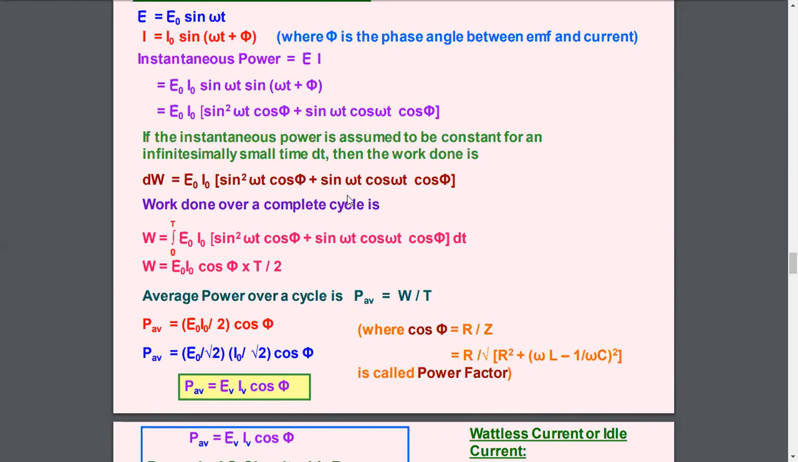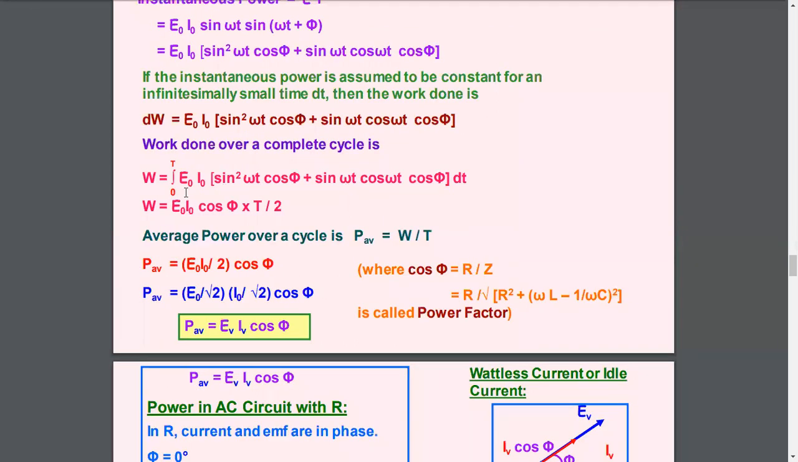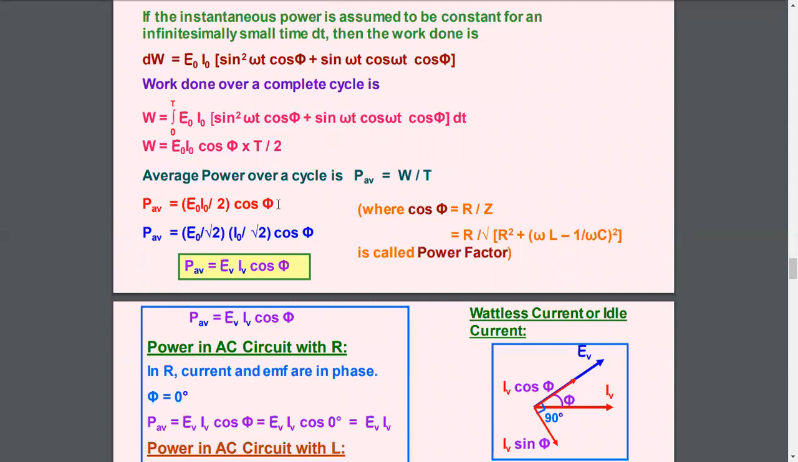After integration over the limit 0 to T, this term will vanish and give the zero value. So only we will have the value of this one, that is 1 by 2. So we will get the term E naught I naught cos phi into T by 2. So we will get here the average power.